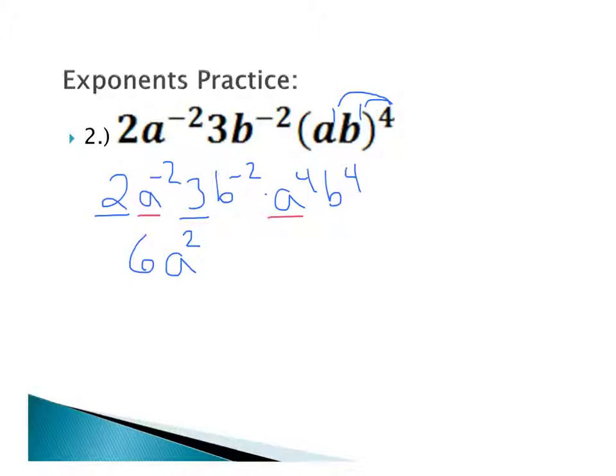And then I have b to the negative 2 and b to the positive 4. Once again, negative 2 plus 4 is 2. Bibbidi bobbidi boo. We're all done.